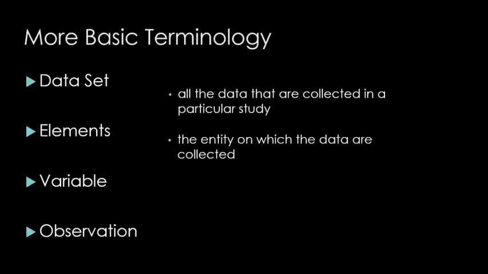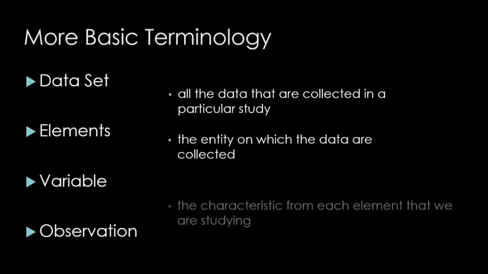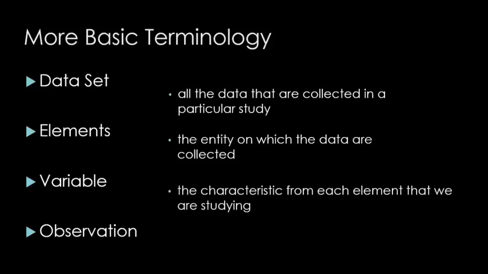An element is the entity on which the data are collected. So in this example, it would be our students. A variable is the characteristic from each element that we are studying. In this case, it would be the color car they drive. And finally, each measurement is called an observation.